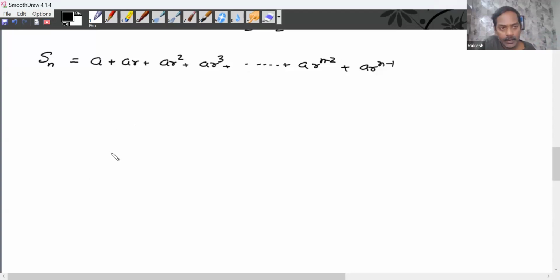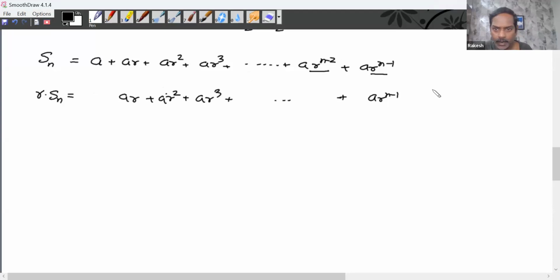What is the common ratio here? R. So let me multiply. So it will be R into Sn, right? This will make it a into r. I'm writing it just beneath this. Each of the terms will be multiplied with R. So this term multiplied with R gives ar square. This term when multiplied by R gives ar cube, and so forth. At last, it would be ar to the power n minus 1, because this term when multiplied by R gives this. And this when multiplied by R gives ar to the power n.